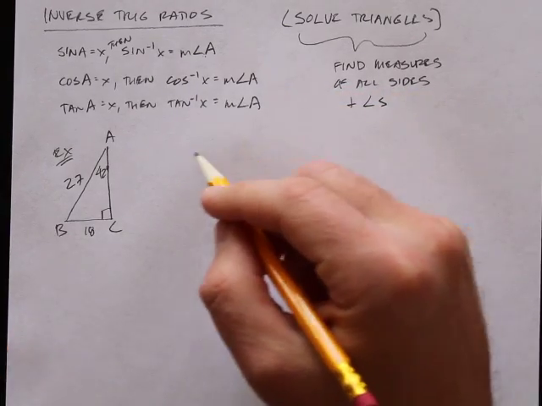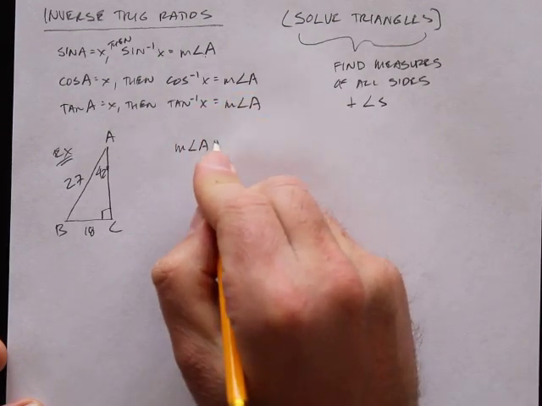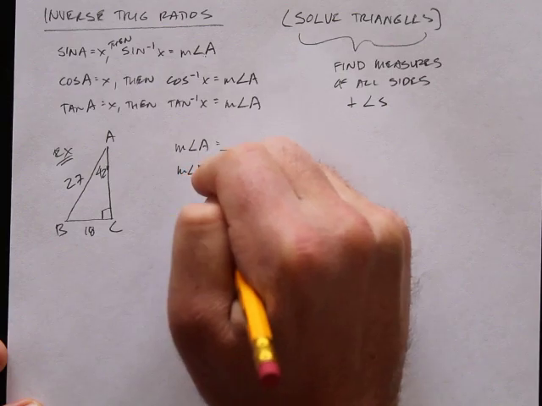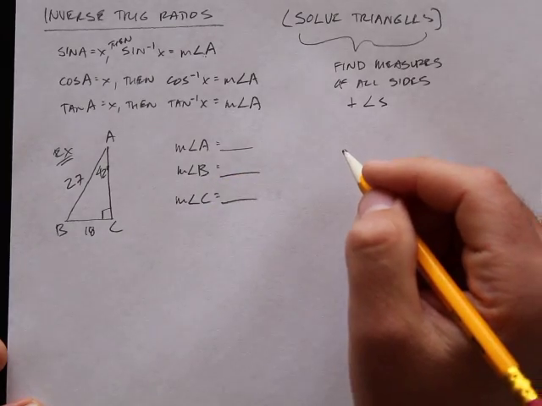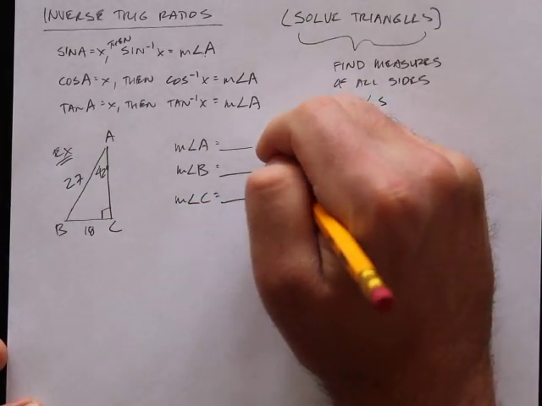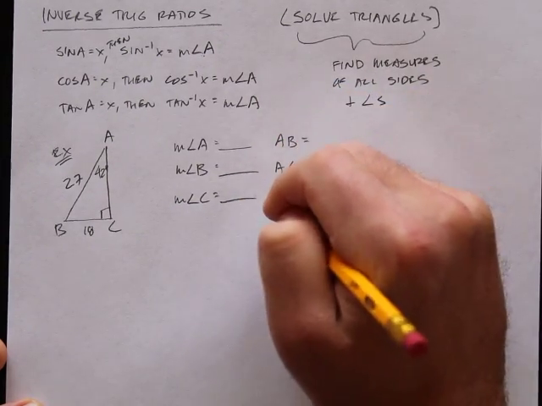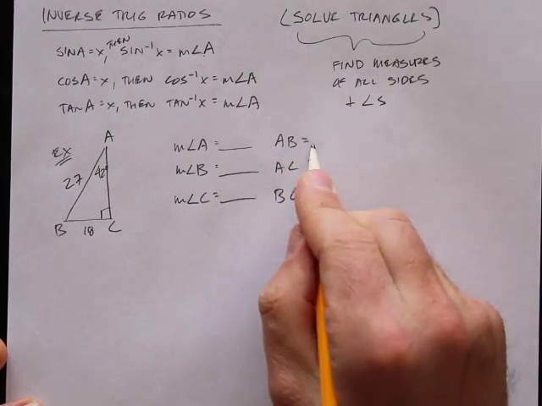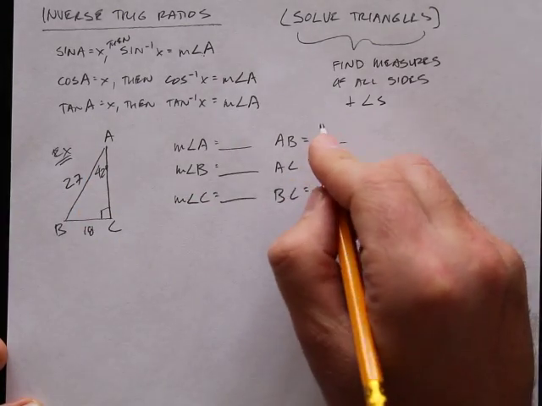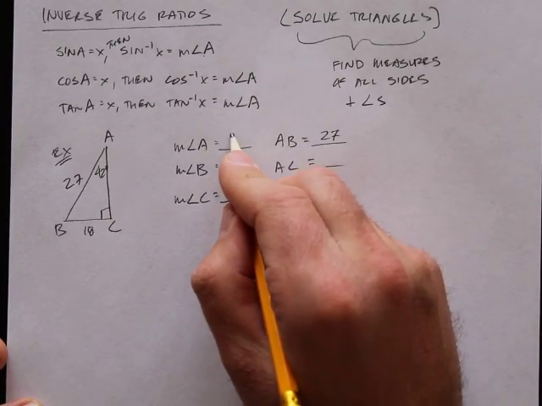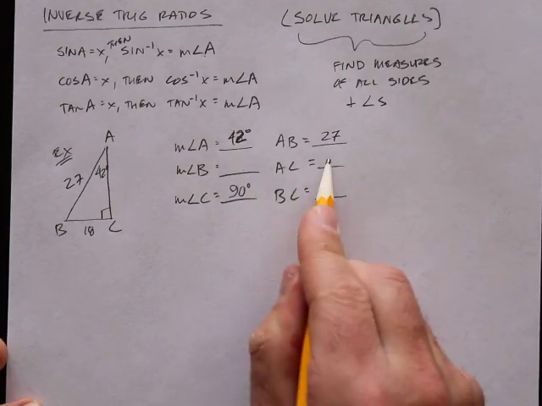Okay, so now let's write down everything we need to know. We need to know measure of angle A, measure of angle B, and measure of angle C. So that's all of the angles. And then we need to know all of the sides: AB, AC, and BC. So we already know BC is 18. We know AB is 27. Angle A is 42 degrees. And angle C is 90 degrees. So we just need to find these two. That's it.